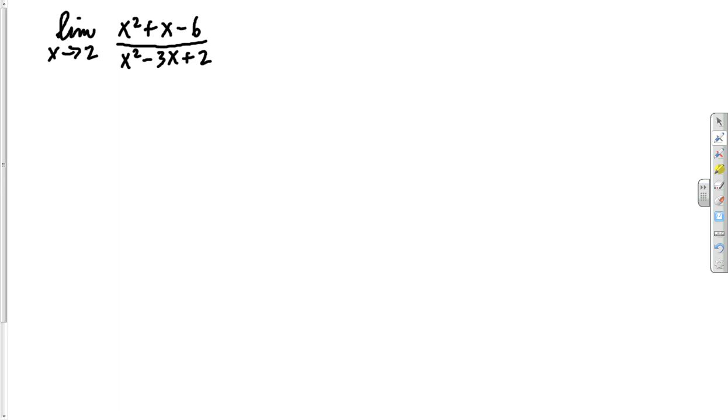Now, the approach that we've seen in the past that has worked nicely has been to substitute a value in place of x. So if we're approaching a limit of 2, then it would be simple enough to plug in 2 for x and evaluate the expression and see what we end up with.